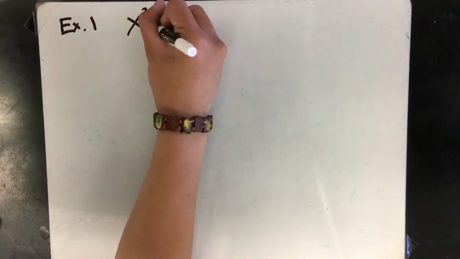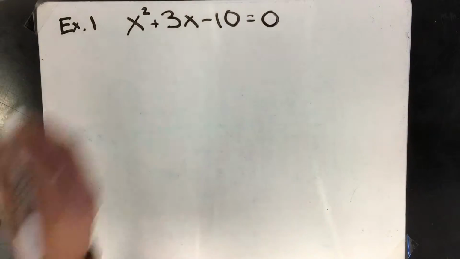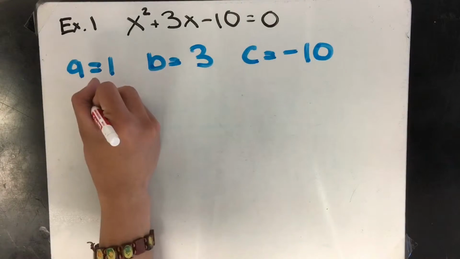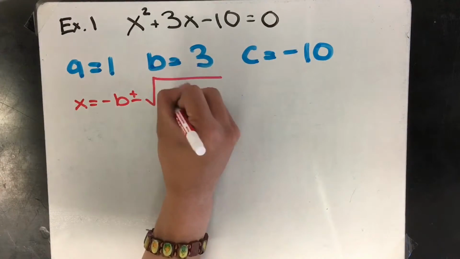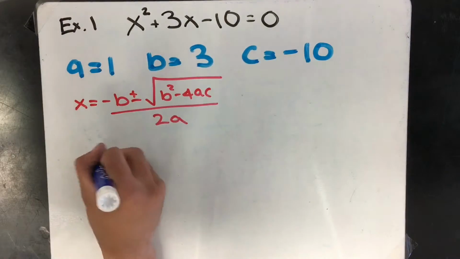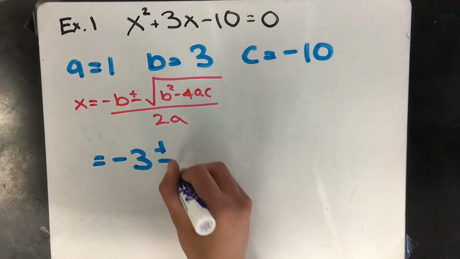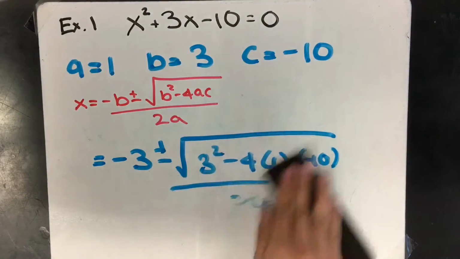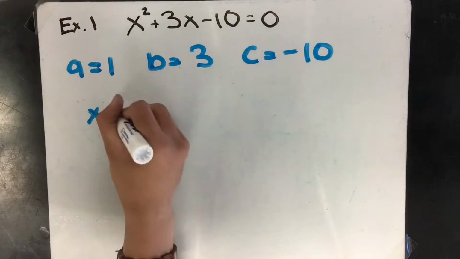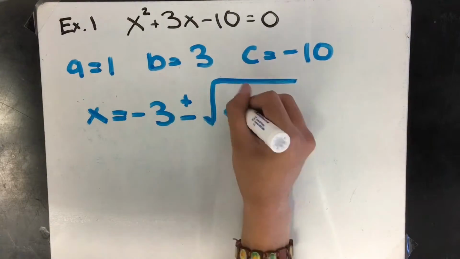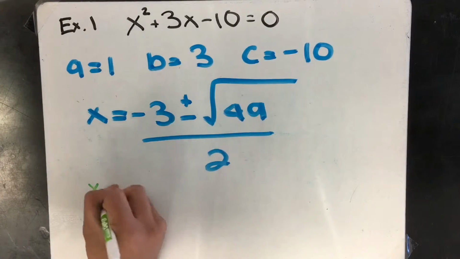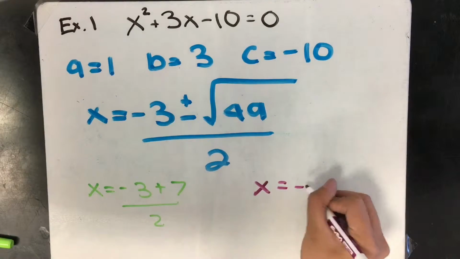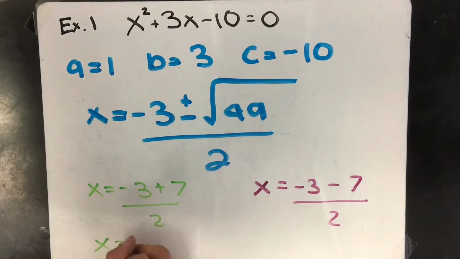Our first problem is x squared plus 3x minus 10 equals 0, where a equals 1, b equals 3, and c equals negative 10. Now plug the values into the quadratic formula. x equals negative 3 plus or minus the square root of 3 squared minus 4 times 1 times negative 10, over 2 times 1. Finally, solve the equation. x squared plus 3x minus 10 equals 0 when x equals 2 and x equals negative 5.